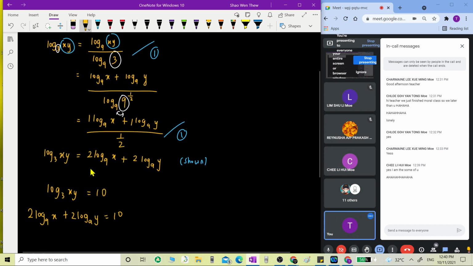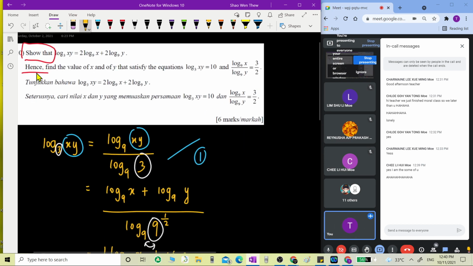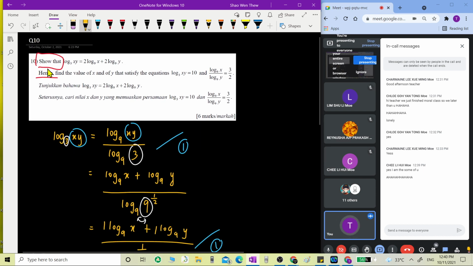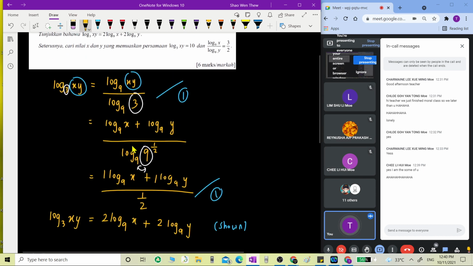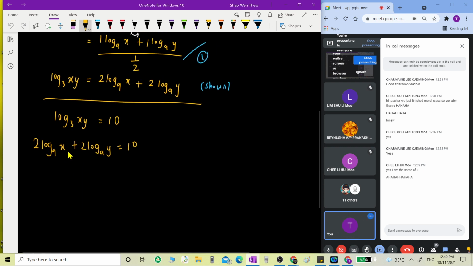So remember, what I want to tell you is you cannot write all this anymore. Cannot, because of the word hence. Hence means that you need to use the previous result to continue instead of writing all this. If they are serious, they will deduct your marks, because you cannot understand the word hence. The word hence means seterusnya, means that after you get this one you should directly copy this one to here. Remember, must do like this.